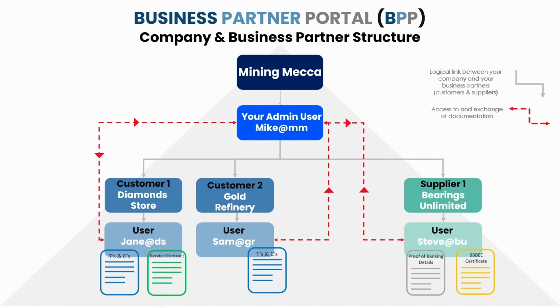You can also decide internally if there's certain documentation that you want to be uploaded, for example, annually. Let's say proof of banking details. You want your suppliers to upload new proof of banking details every year. So you can specify the expiry date and it will send an automated email to the suppliers 30 days before that date is due. The Business Partner Portal also comes with predefined reports that you can use to help you manage these documentation requirements from your customers and your suppliers.